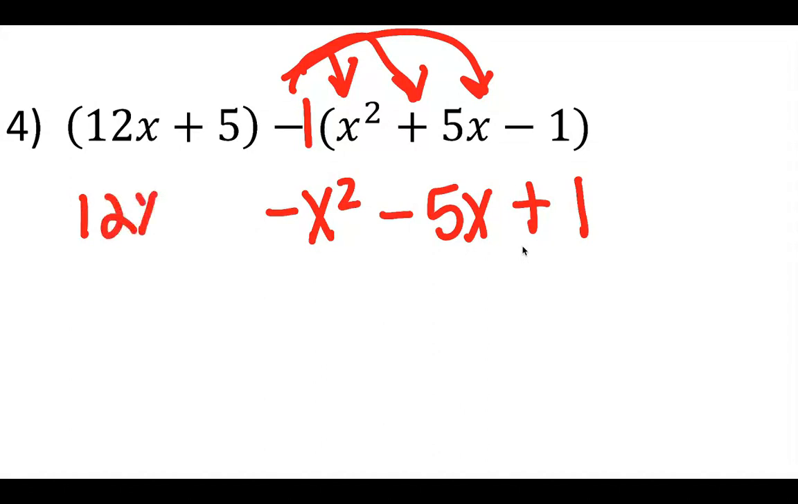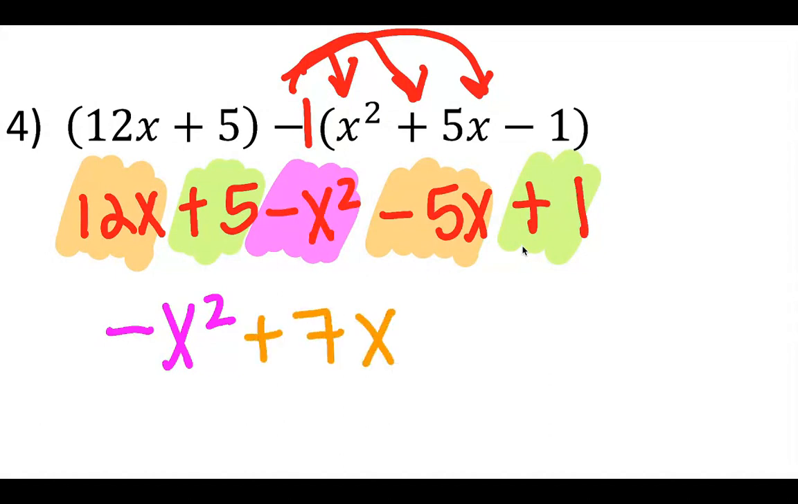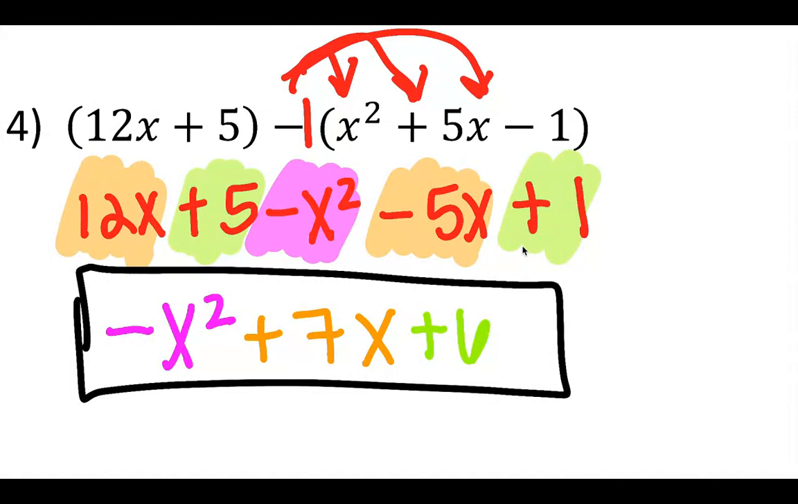Bring down 12x plus 5. Then I start combining like terms. Okay, x squared, there's only 1. Then I've got x's, and then my constants. So the x squared, just a negative x squared. I have nothing to combine it with, okay? Then I'm moving on to my x's. 12x minus 5x is positive 7x. And then lastly, I've got 5 plus 1, which is 6. And there is my answer. So really not too terrible.